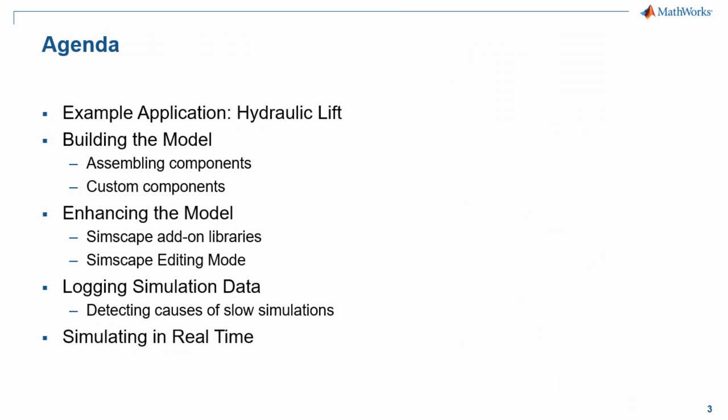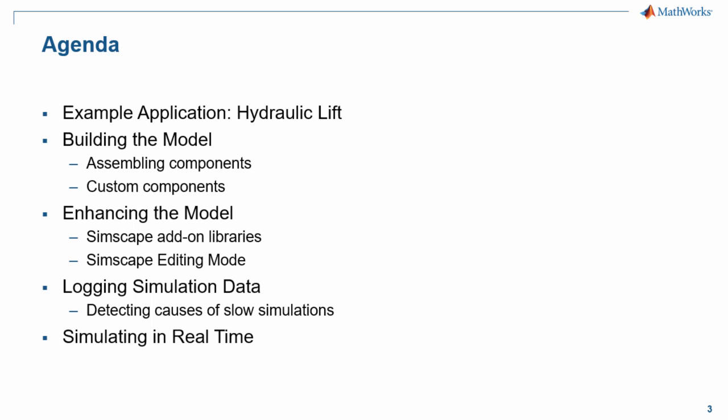Here is the agenda for our presentation. First, we'll look at our example application, which is a hydraulic lift with an electronic control system. We'll build up a portion of that model by assembling components from the Simscape Foundation library. We'll customize one of those components using Simscape language. We'll then enhance the model, adding additional effects using components from the Simscape add-on libraries. We'll also show how you can share this model with others who don't have those licenses using Simscape editing modes.